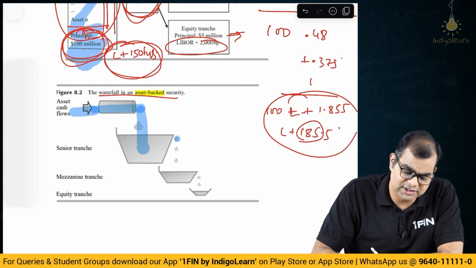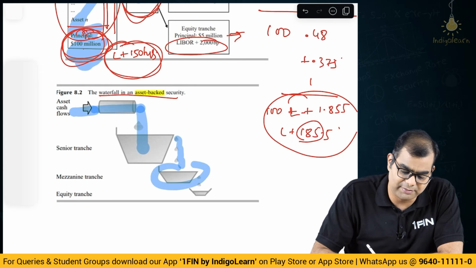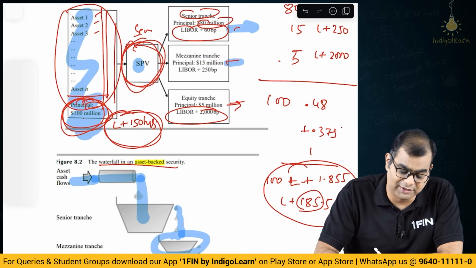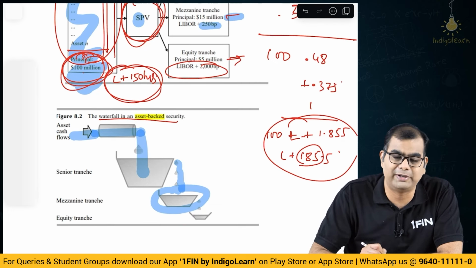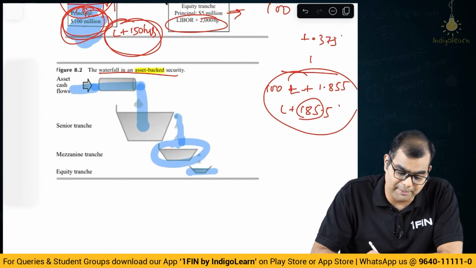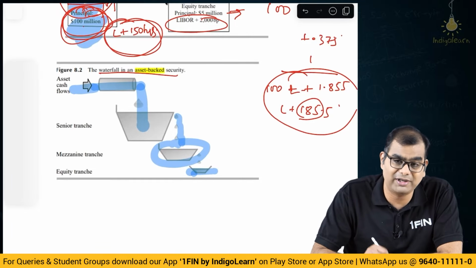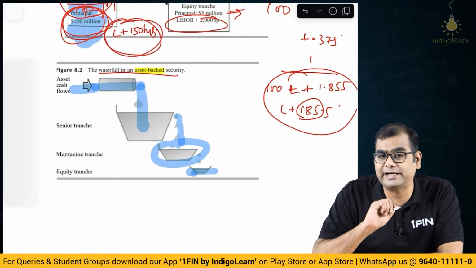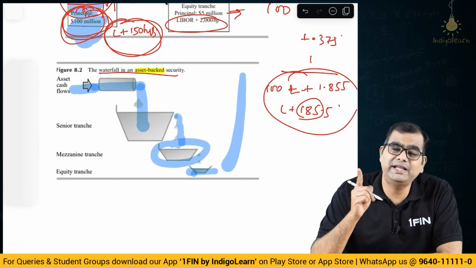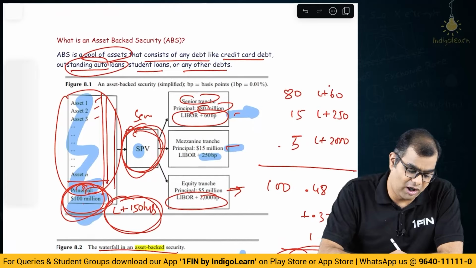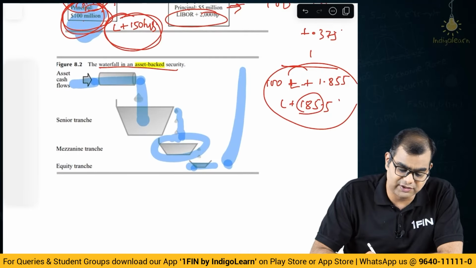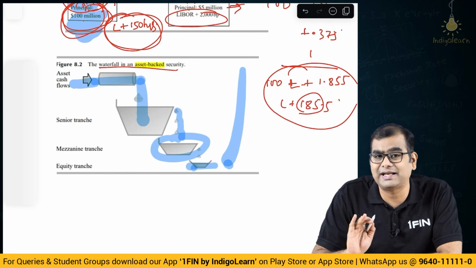Then whatever is left, some drops come in, they are paid to the mezzanine tranche, which is LIBOR plus 250 basis points, on only 15 million. Then finally the equity tranche is paid. But here I am referring to asset cash flows, not the interest. Interest is serviced for all. But if any asset goes bad, out of all these assets, the first hit is for the equity tranche, because the equity tranche guys are repaid last.